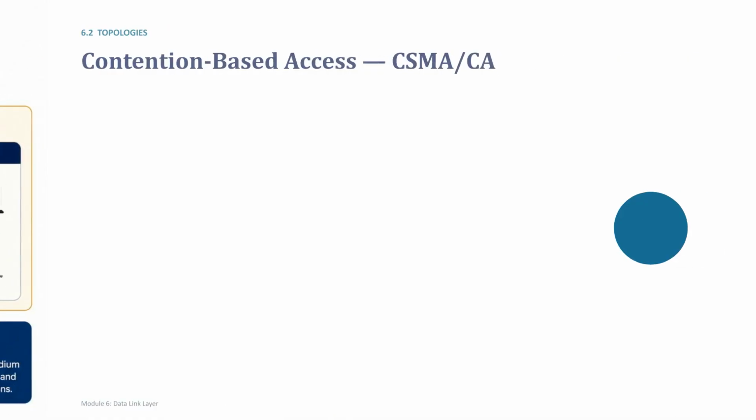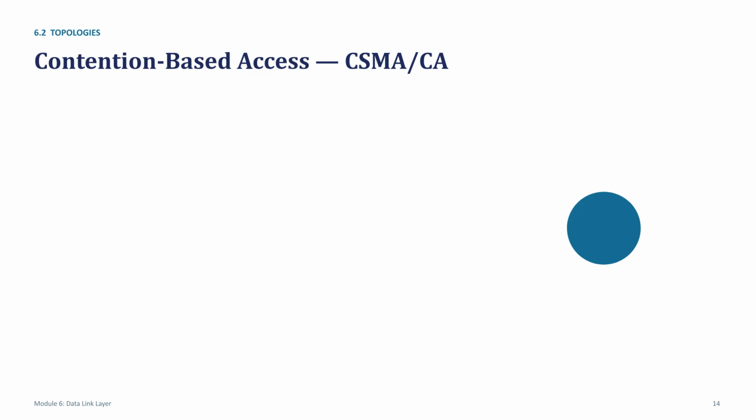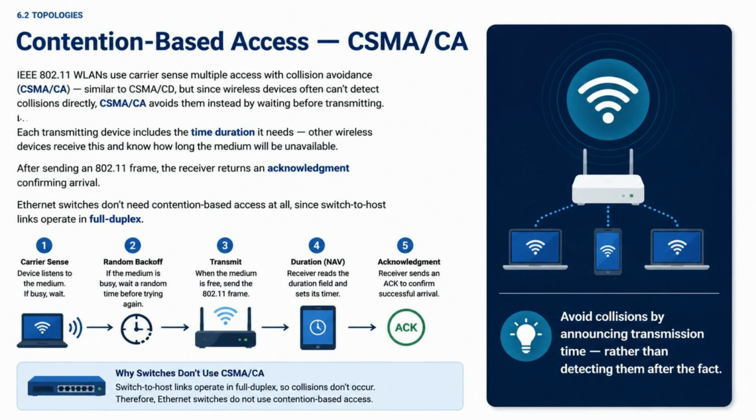Switches don't need this. CSMA/CA is WLAN's approach, 802.11. Since wireless devices often can't reliably detect collisions the way wired devices can, they avoid them instead by announcing ahead of time how long they'll need the medium, so other devices know to wait. After sending a frame, the receiver sends back an acknowledgement confirming arrival. Note switches don't need any contention-based access at all, since switch-to-host links are full duplex.